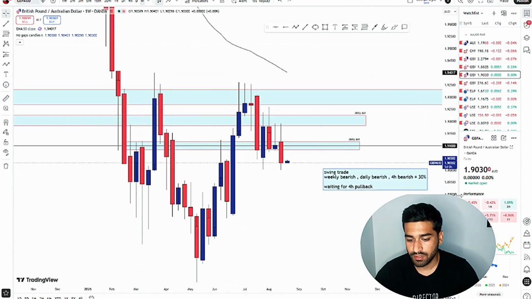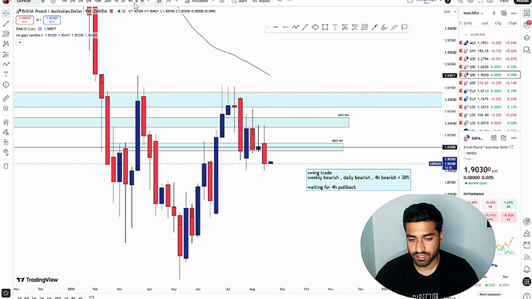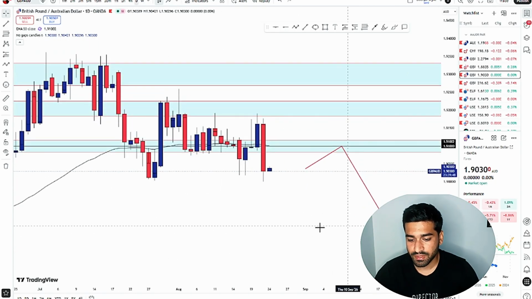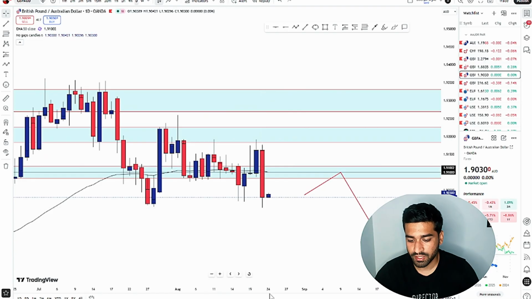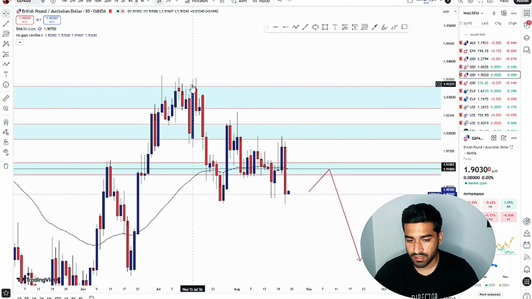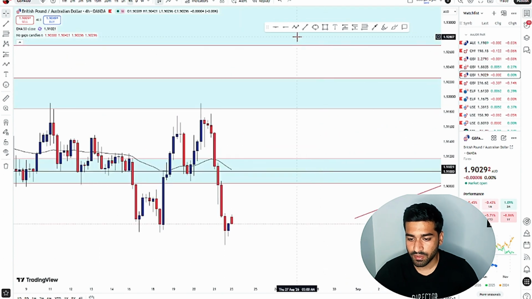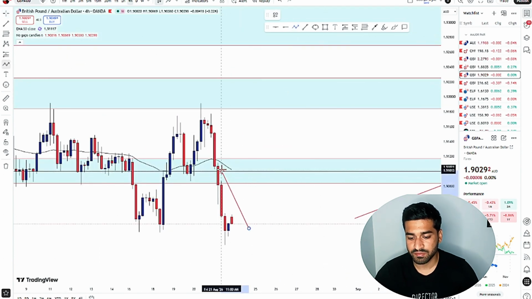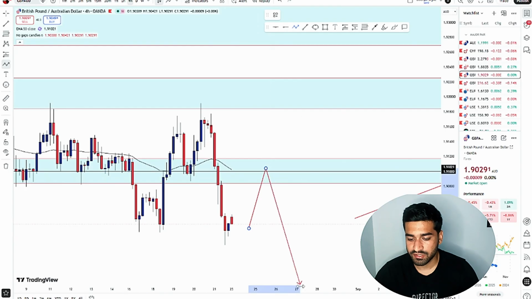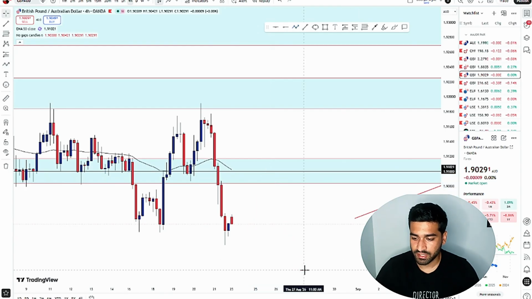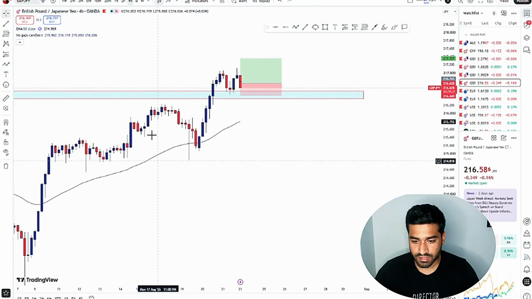GBP AUD, the weekly is currently bearish. The daily is also bearish. We have this beautiful engulfing candlestick. And if I go to the 4 hour, this is also bearish. So probably I will look for a small retracement until here in my entry signal to go to the downside. This is for sales.